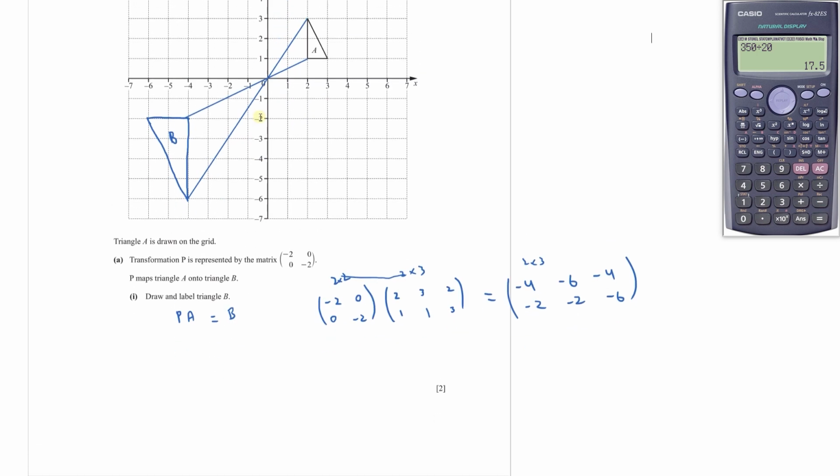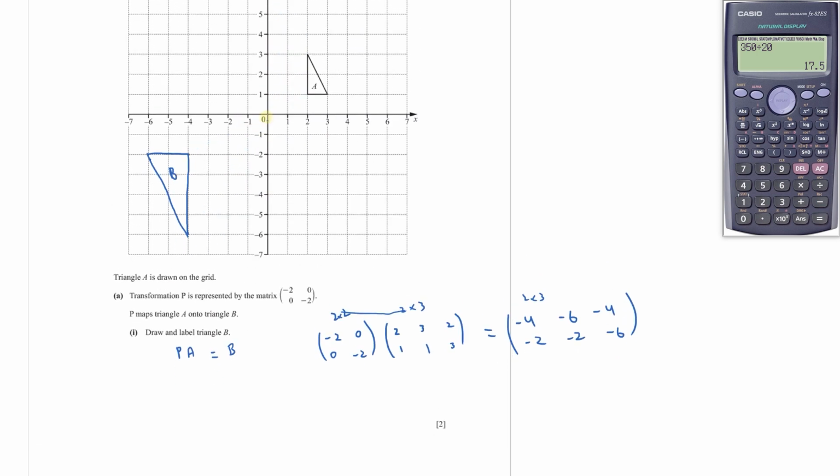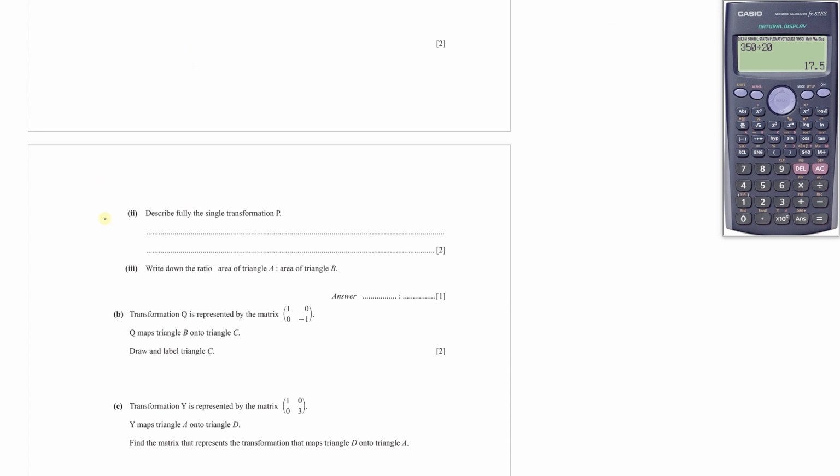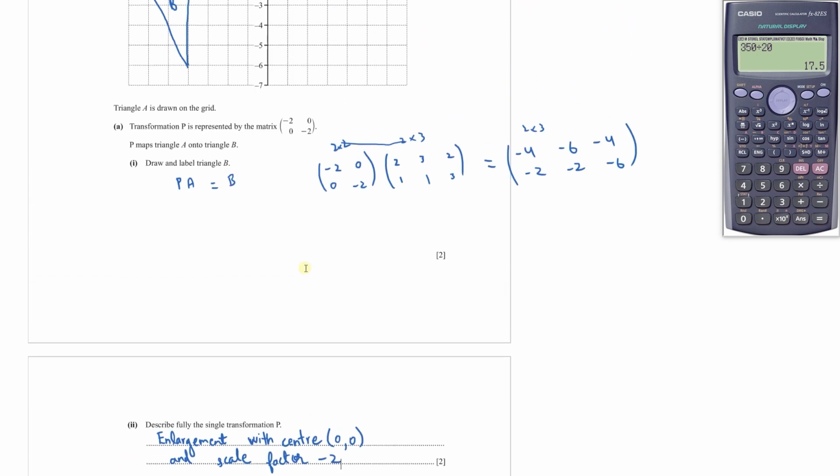So let me just erase these lines. So P is enlargement with center (0, 0) and scale factor -2. Write down the ratio of the area of triangle A to the area of triangle B.